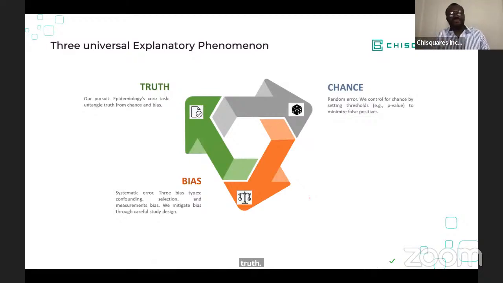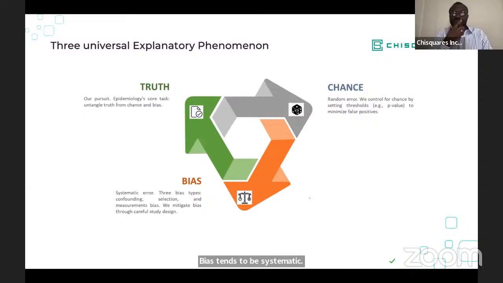Now, bias, we'll talk about bias quite a bit in this class, because that is the whole reason why we do regression. Bias means systematic error, right? And bias is different from error, because bias tends to be systematic, whereas error is at random.